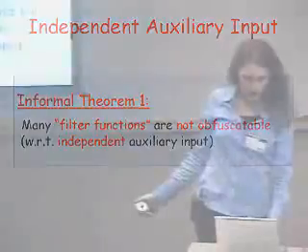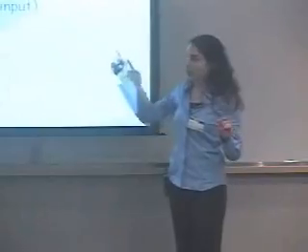So we're talking about independent auxiliary input, and my goal is to convince you that there are natural classes of functions that are not obfuscatable. What we show is that there are many filter functions which are not obfuscatable. And let me explain what a filter function is.